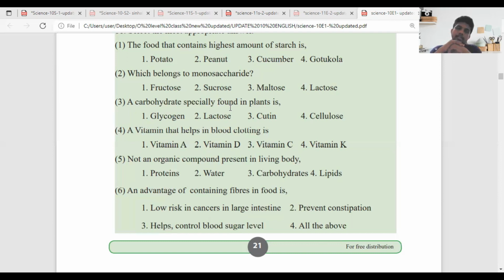They are disaccharides. What are the examples for polysaccharides? Starch. Cellulose. Glycogen. Very good. Third one. A carbohydrate specially found in plants, say cellulose.